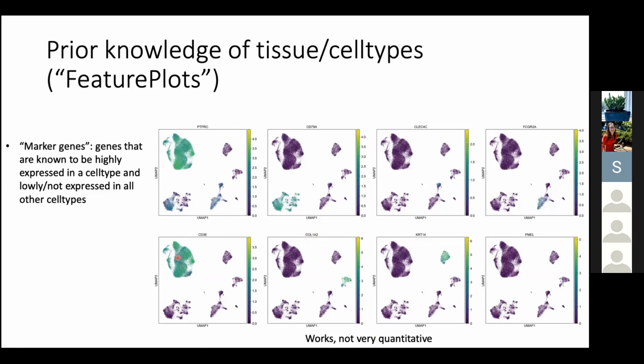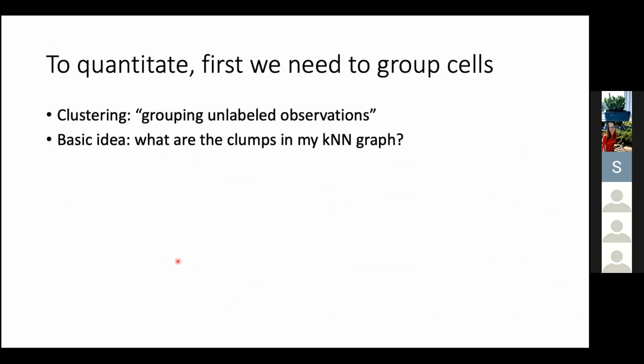Like, this blob over here is presumably T cells, but there's not a whole lot you can do with that yet, because you can't really tell Scanpy to subset cells, or it's not very constrained in a way that allows you to handle the data well. So to make it more quantitative, first we need to group cells. This is what we refer to as clustering, and I'm going to define clustering as grouping unlabeled observations.